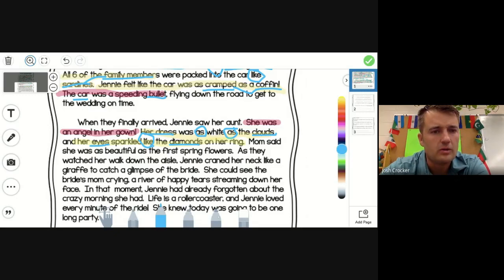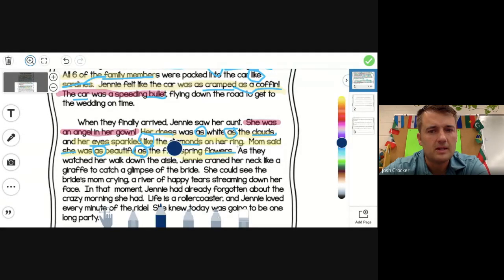As they watched her walk down the aisle, Jenny craned her neck like a giraffe to catch a glimpse of the bride. We've got a few comparisons, right? Mom said she was as beautiful as the first spring flowers. Usually those are tulips. Okay. She is being compared to flowers. Did I use like or as? Yep. As beautiful as the first spring flowers. That's a simile.